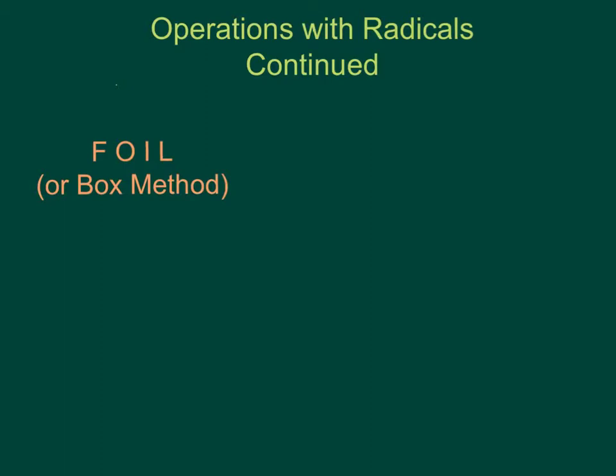In today's lesson, we will continue with operations with radicals. And we're going to start with multiplying two binomials together that have square roots in them. And you can choose whether or not you want to do the FOIL method or the box method. I will do one of each, and then you can try one on your own using whichever choice that you like. So first, let's do the box method.